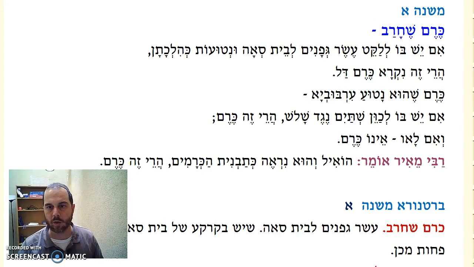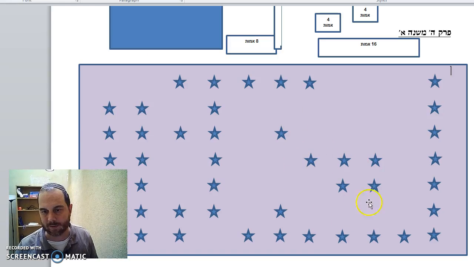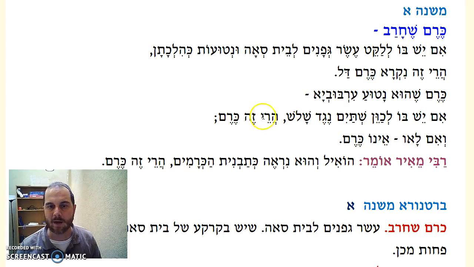A kerem that was all planted irbuvia, they were not planted in straight rows. I'm not going to draw this, but here, this is the shtaim keneged shalosh. If you could have 2 by 3, if there's a way to figure out a 2 by 3, then harei zeh kerem, that is a kerem. V'im lo, but if not, eino kerem, it's not considered a kerem.